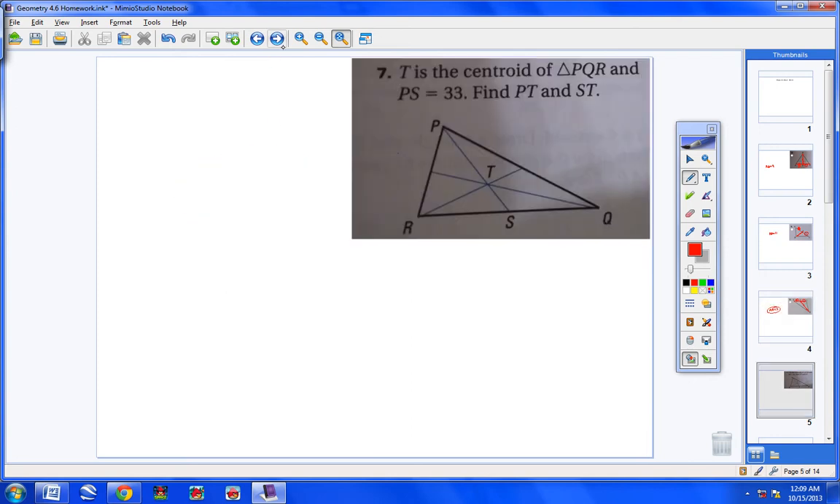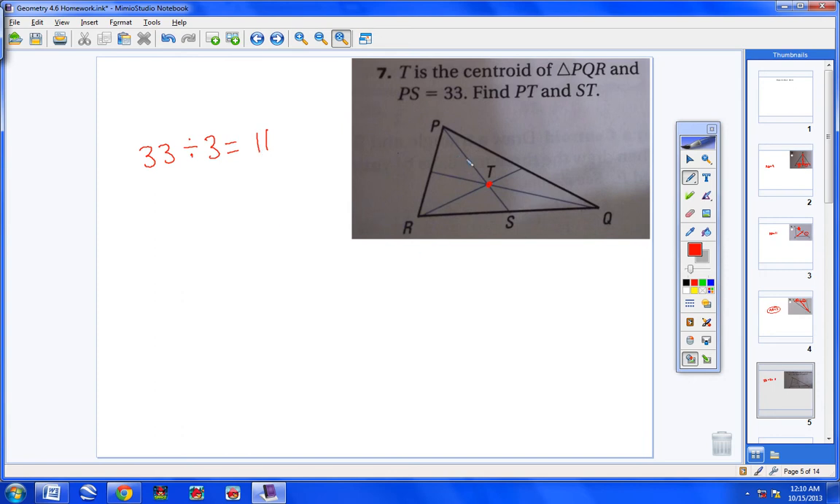All right, moving on to hopefully some more difficult problems. Let's take a look now at numbers 7 and 8. Number 7 says T is the centroid, so here's the centroid, and PS is 33. Here's P all the way down to S. So students, that entire median from P all the way down to S has a length of 33. Now what I taught you to do when they give you the entire length of a median, take that entire length and always divide it by 3. Always.